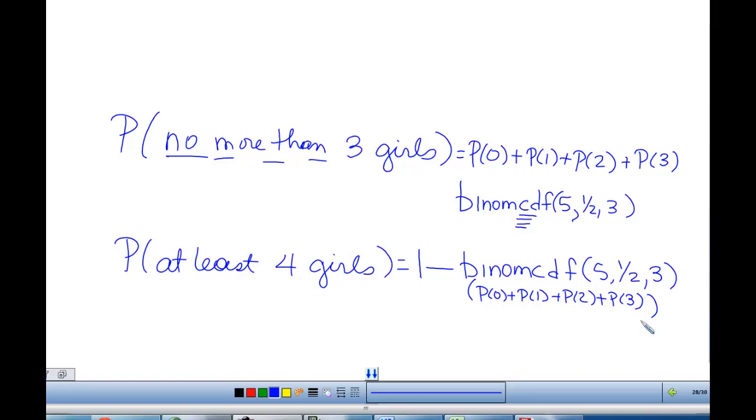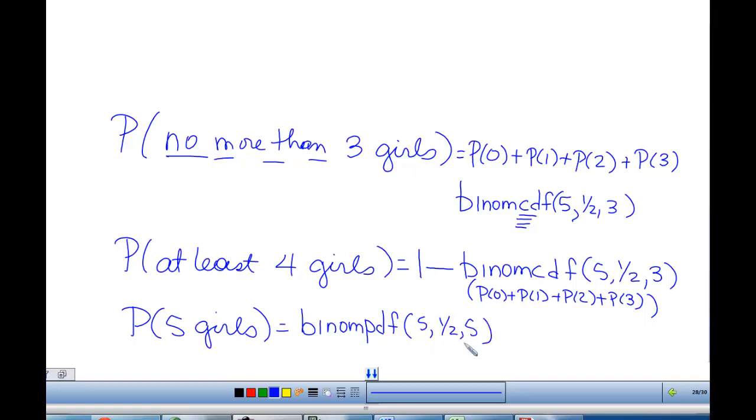Let's see. What if we said... I don't know. What else could we say? What if I say... Well, if we said all 5, that would just be what? Probability of 5 girls would be what? What would we use? We just use PDF. Okay, we'd say binom PDF 5, 1/2, 5. Okay, so it just depends kind of on what the problem is asking us for.